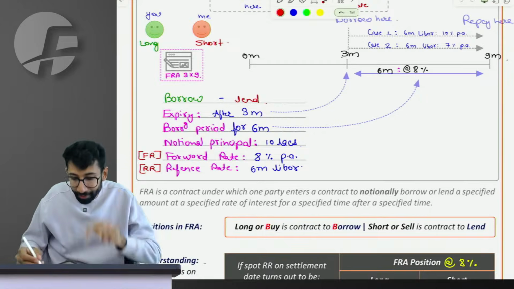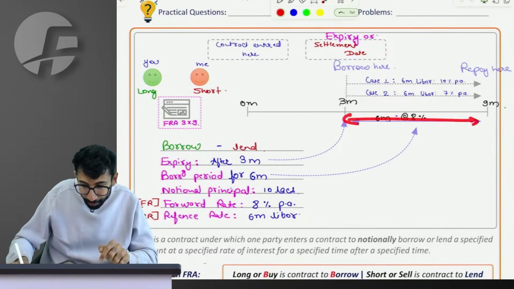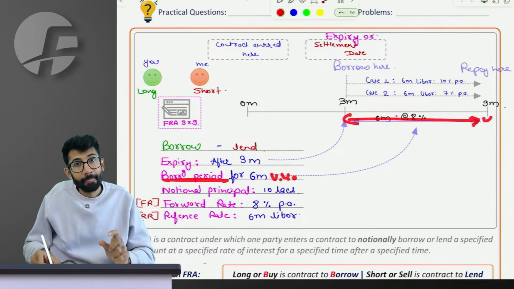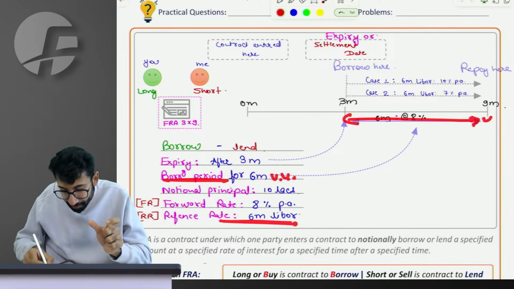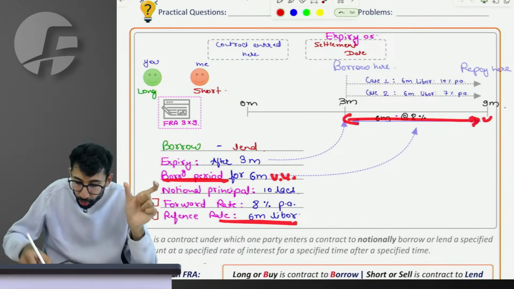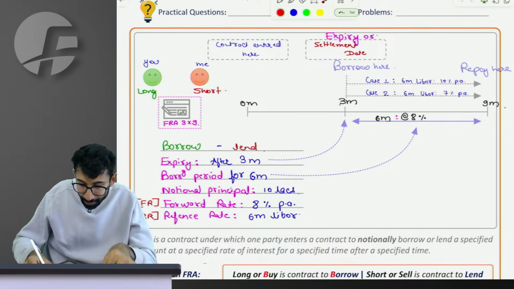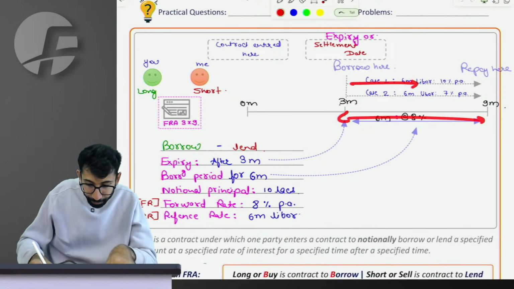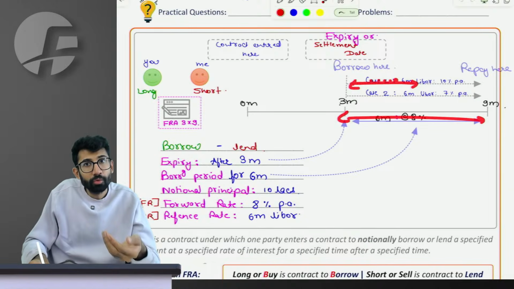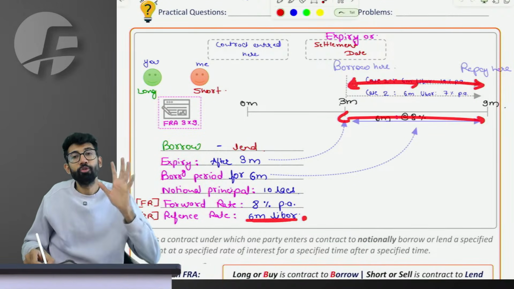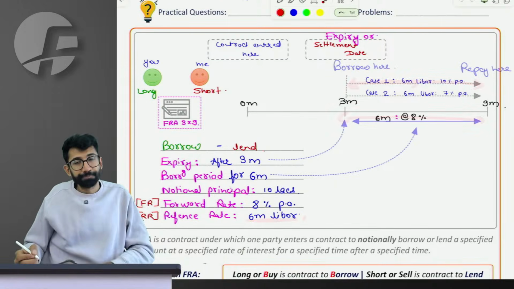Please remember one thing: whatever my period of borrowing is, for example 6 months in this case, my reference rate's time period should also be 6 months, otherwise they are not comparable. Imagine my period of borrowing is 6 months; can I compare it with 3 month LIBOR? No. I have to choose a comparable reference rate for them to be compared.